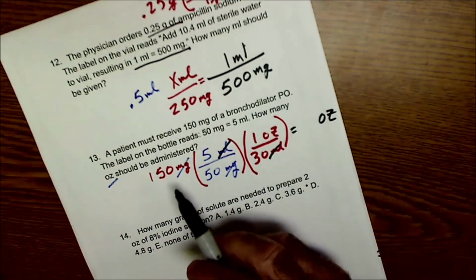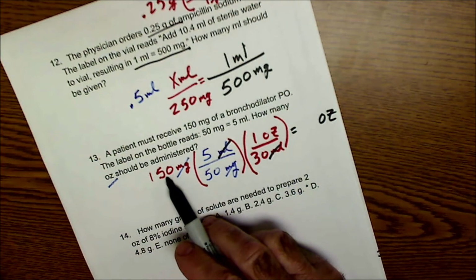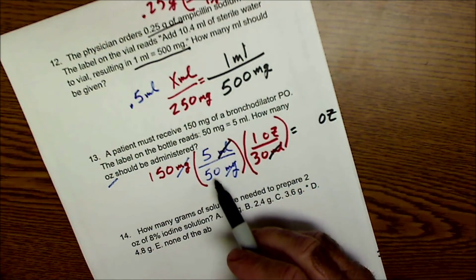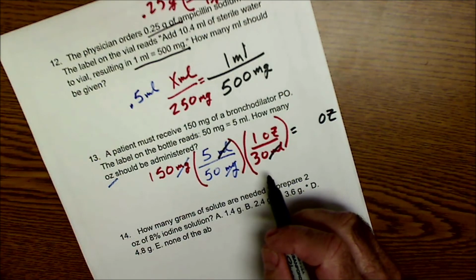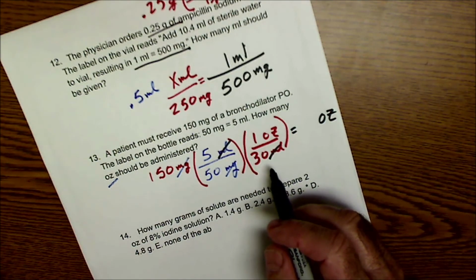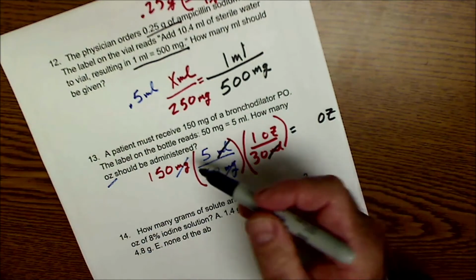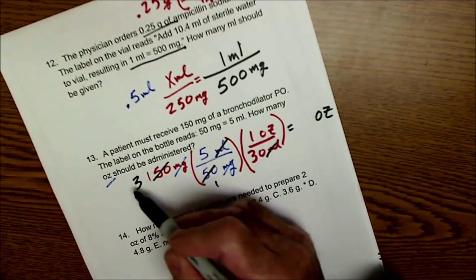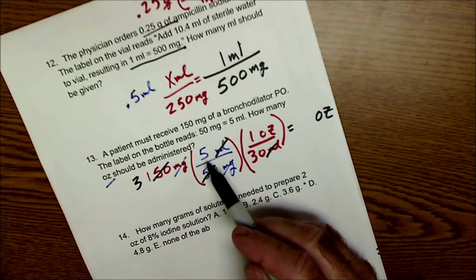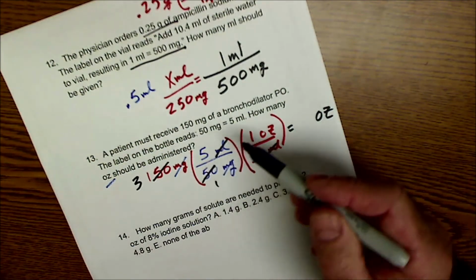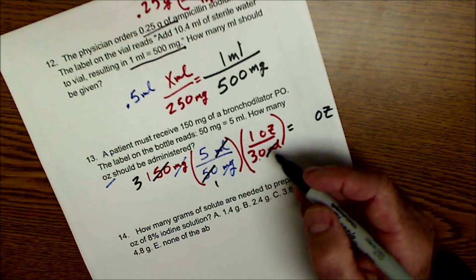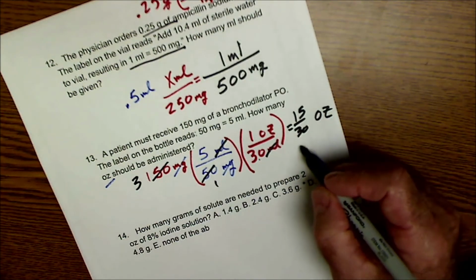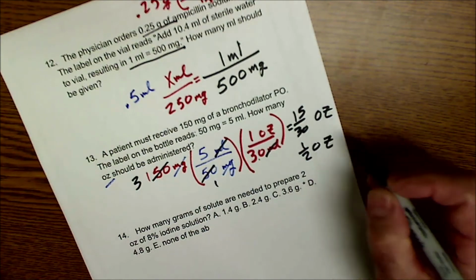So now I have 150 times 5 divided by 50 divided by 30. Right? So let me do that. I know 50 will go into here 1 time, into here 3 times. Then I have 3 times 5, 15. 15 divided by 30, so it'll be 15 over 30 ounces, or 1/2 of an ounce.